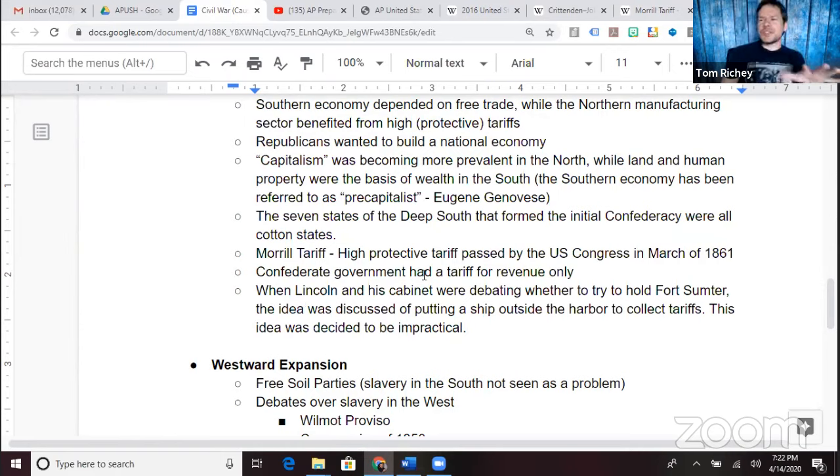Okay, so I'll just tell the little story here. Lincoln and his cabinet, when they were debating whether to hold Fort Sumter, asked: could we just put a ship outside the harbor to collect tariffs for the United States? When they decided this was not going to work, the Lincoln administration decided, okay, we're going to try to hold Fort Sumter.